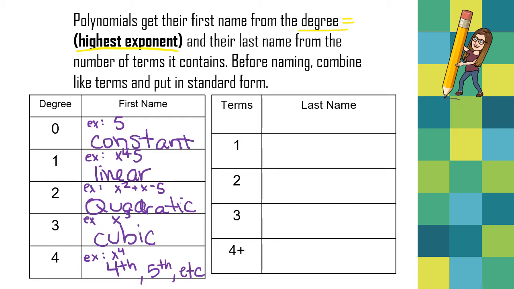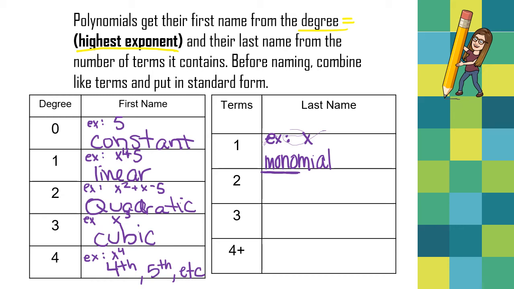Let's talk about the number of terms. An example of one term would look like just an x. It's a single piece of information. And here's where your English is really going to tie in. That's called a monomial. Notice that prefix, mono, meaning one.